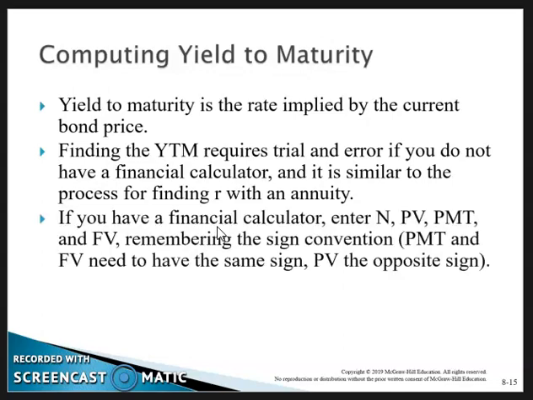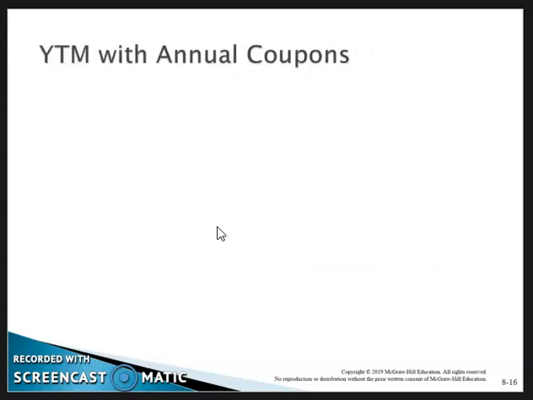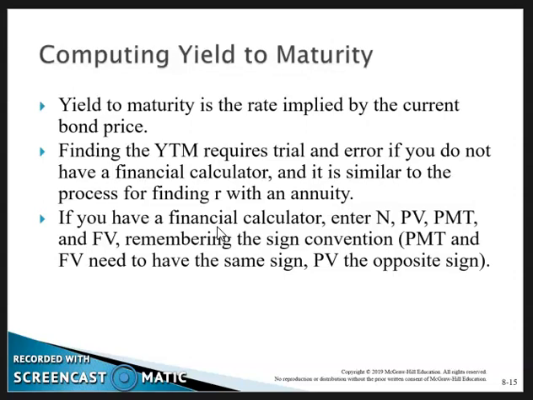If you have a financial calculator, you're going to enter the PV, payment, future value. The PV is always going to be negative. The simplest way to address this, and then you would hit, in this case, compute IY.